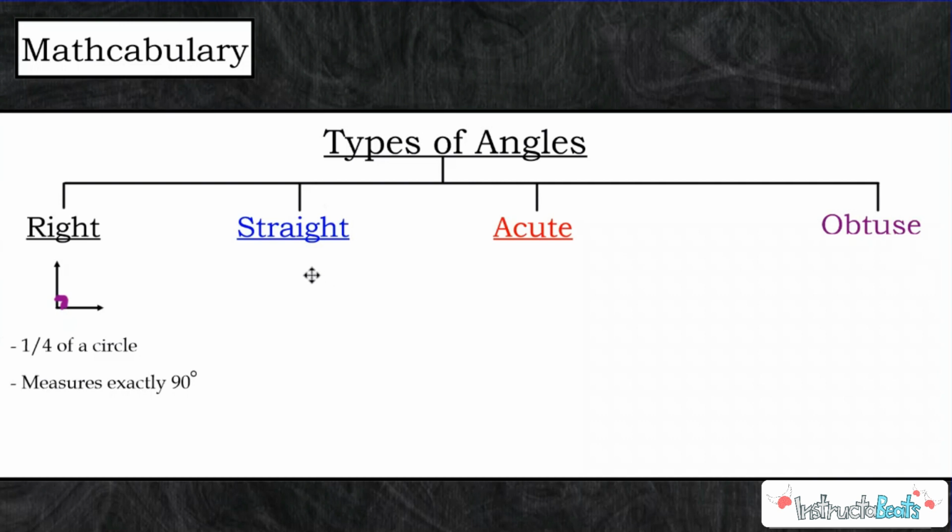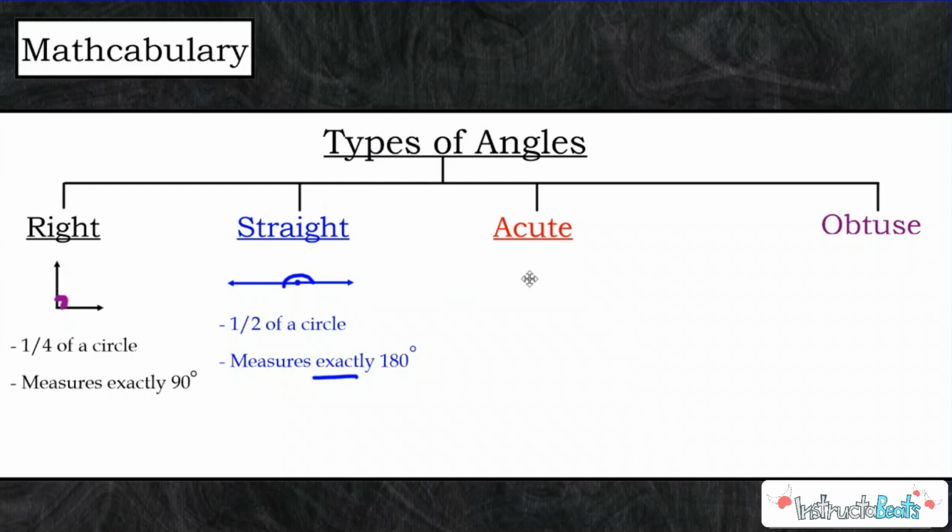All right, back to our next type of angle. This one is a straight angle, and oh, look, it's a straight line. A straight angle is 1/2 of a circle. So if it rotates all the way through 1/2 of a circle, that would be exactly 180 degrees. And so a straight angle is exactly 180 degrees, right? It's basically a straight line that is made up of 2 line segments or 2 rays.